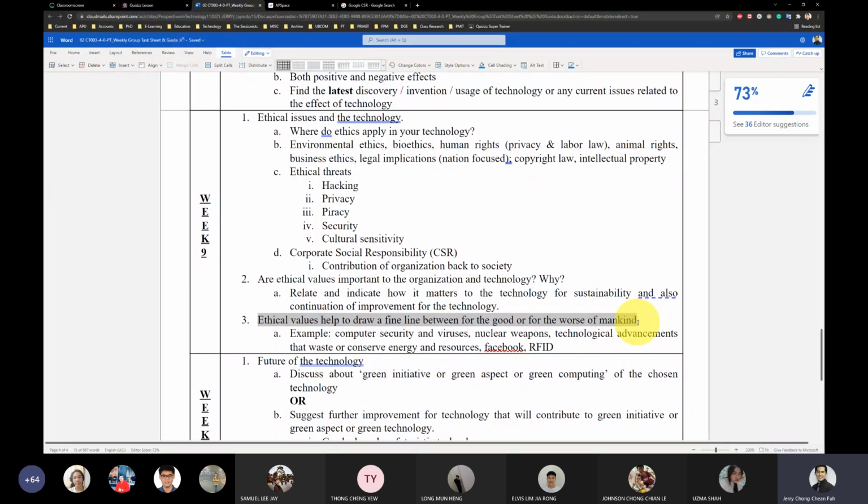Look at the internet. As much as the internet is a lot for the good of mankind, but it has brought out a lot of the worst of mankind as well. There's more and more cybercrime and cyber fraud today as we know of it.